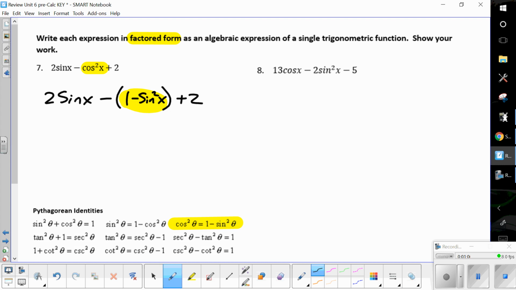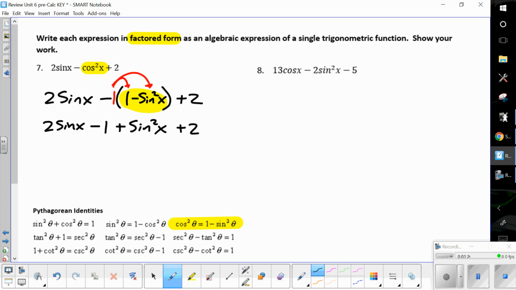Okay, now I'm going to clean some things up. Don't forget this is like a negative 1 here. I'm going to distribute it in. I get 2 sine of x. This would be minus 1. This turns into a positive sine squared of x, and I still have this plus 2 floating on the outside.